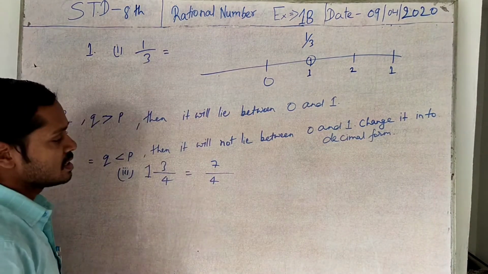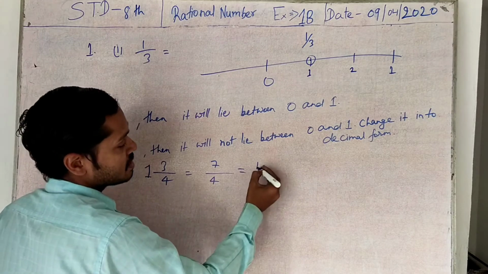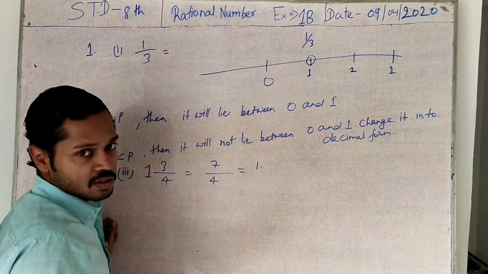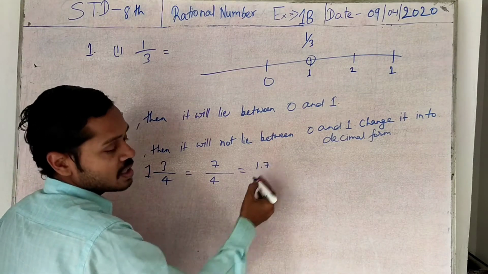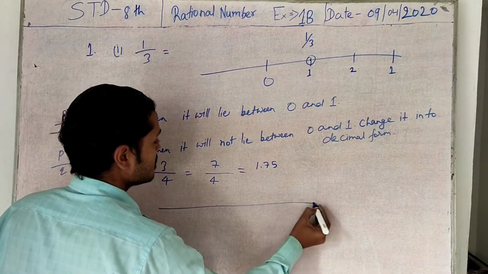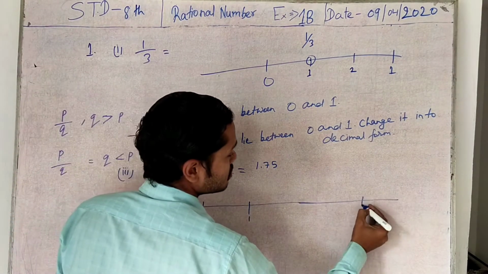Now look at, we are changing it into decimal form. How many times does 4 go into 7? 4 times 1 is 4, how much is left? 3, 30. 4 times 7 is 28, leaving 2, then 4 times 5 is 20. Now look at, we are representing it. Now look at 0, there 1 and there 2.